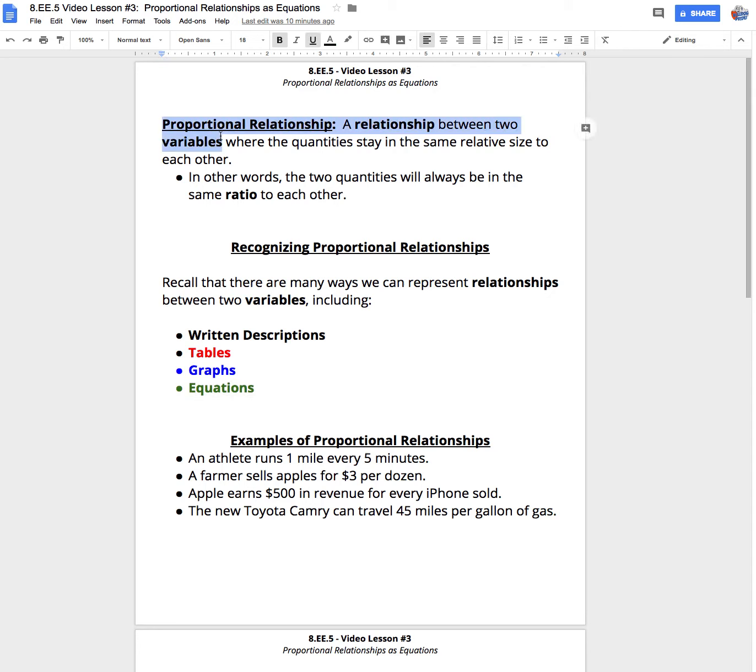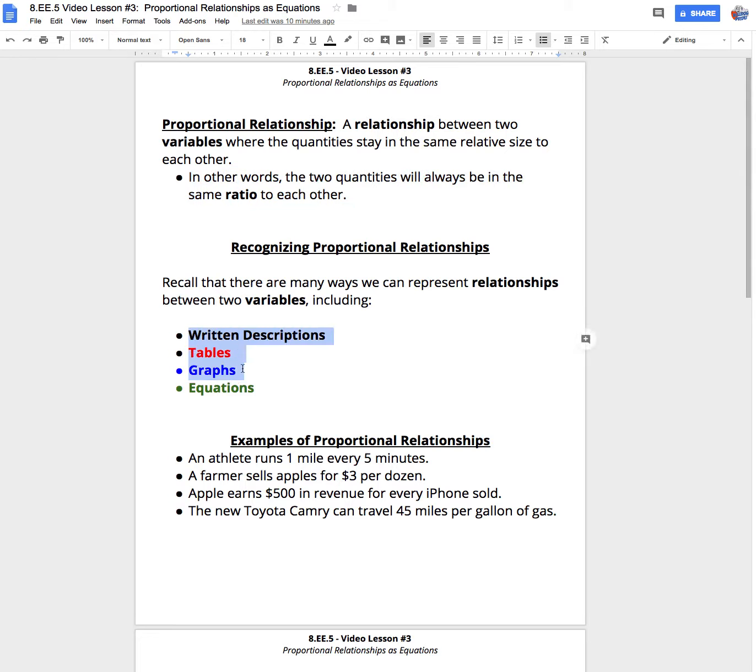This video will continue to discuss proportional relationships. Specifically, we're going to look at when the proportional relationship is shown as an equation. You'll recall that a proportional relationship is one between two variables where the quantities stay in the same relative size to each other. In other words, the two quantities will always be in the same ratio to each other if we have a proportional relationship.